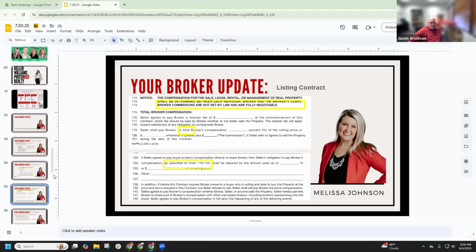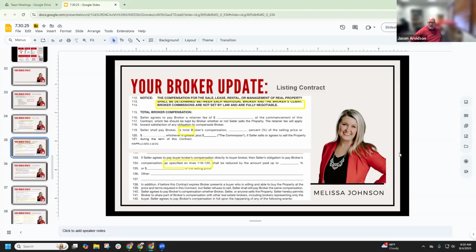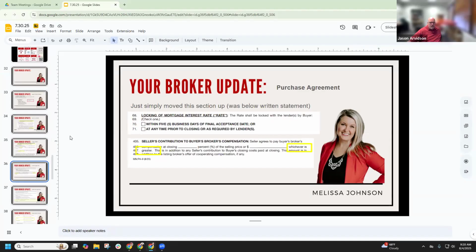All right, so moving through Melissa's presentation. As she mentioned in this one, let's just talk about that while we're in here. The locking of mortgage interest rate: the rate shall be locked with the lender by buyer within 5 days or any time prior to the closing as required by the lender. That's lender driven, but this whole section, and we can jump over to a purchase agreement. Man, we are just cooking through the forms today, aren't we?